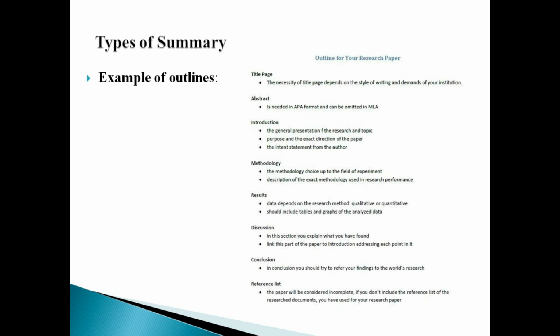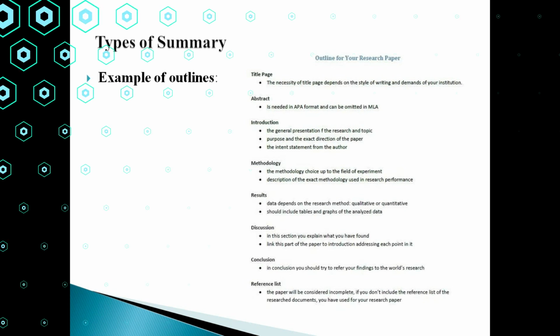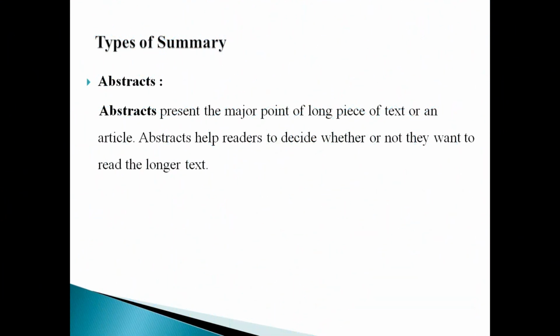Here we can see an example of an outline summary. Outline for a research paper: title page, abstract, introduction, methodology, result, discussion, conclusion, reference list. So these are the main points. So we can call it a skeleton. For example, if you want to write a research paper, you can use such outlines, which help you a lot.